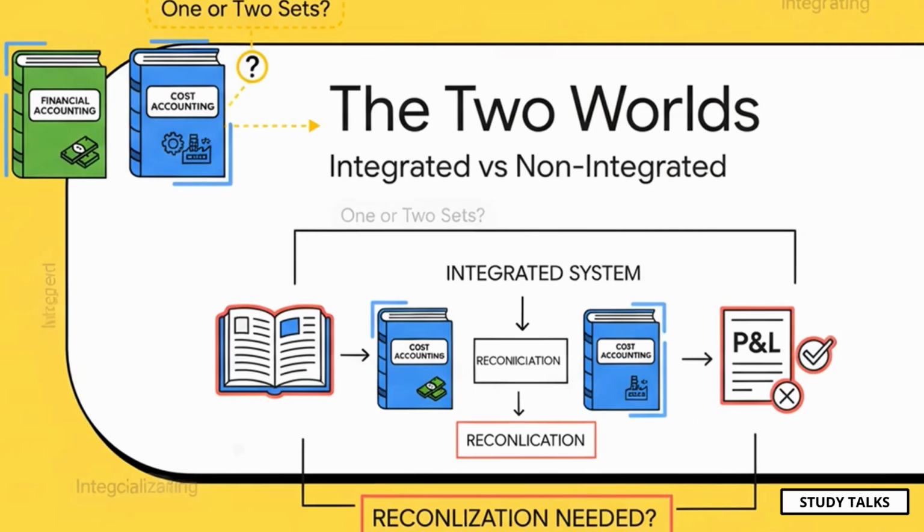Okay, so at the very heart of this topic is one big decision a company has to make. Are we going to keep just one set of books for everything? Or are we going to maintain two completely separate sets of books, one for our financial stuff and another just for our cost accounting? It sounds simple, but this one choice changes everything about how we record transactions and, importantly, whether or not we have to go through the headache of reconciling profits at the end.